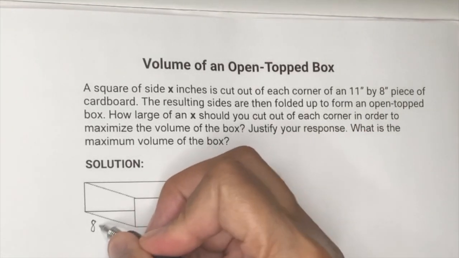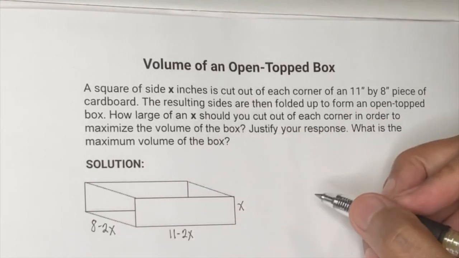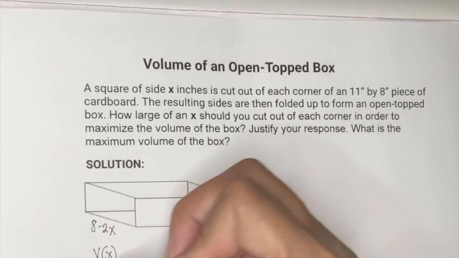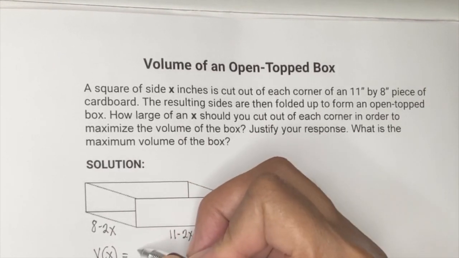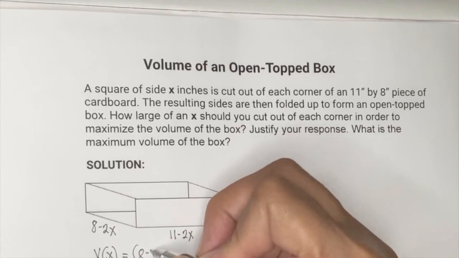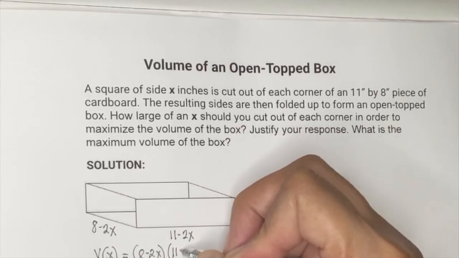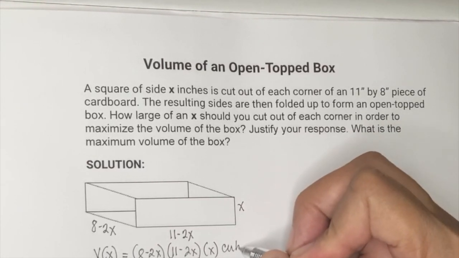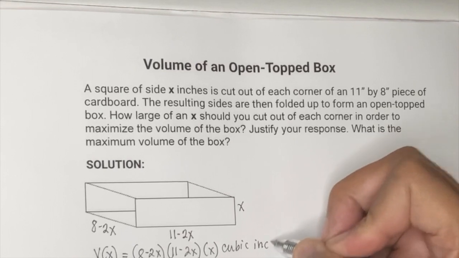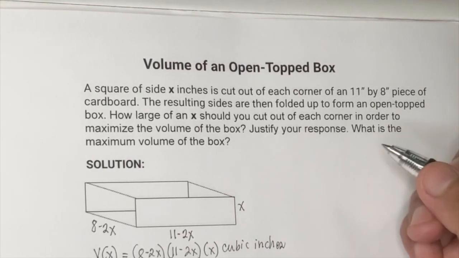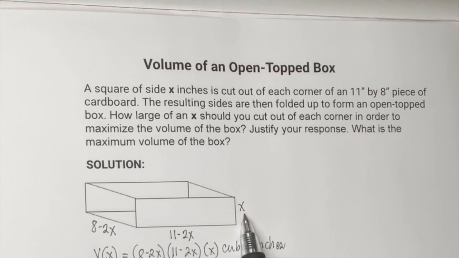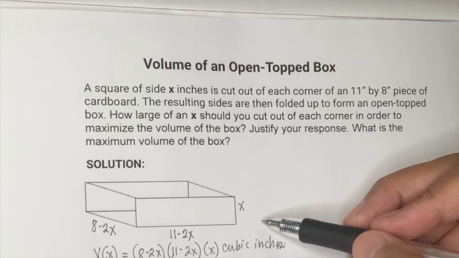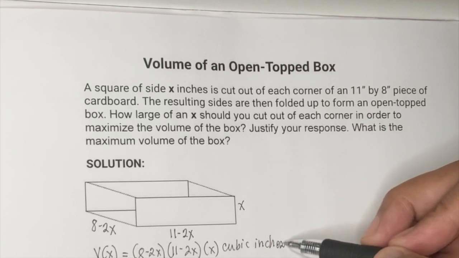Let's write the volume of the box as a function of x. This will be v of x is equal to 8 minus 2x times 11 minus 2x times x cubic inches. Now we might ask, how large should our x be? Can we just draw any square size? Obviously not, otherwise we're going to eliminate our rectangle.